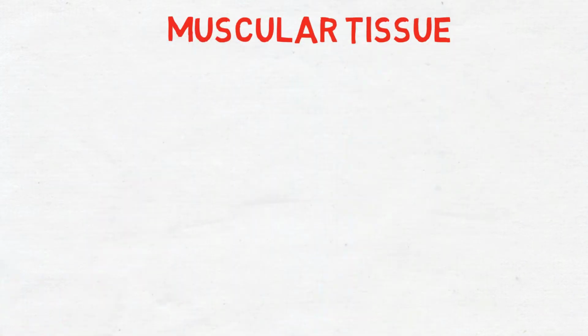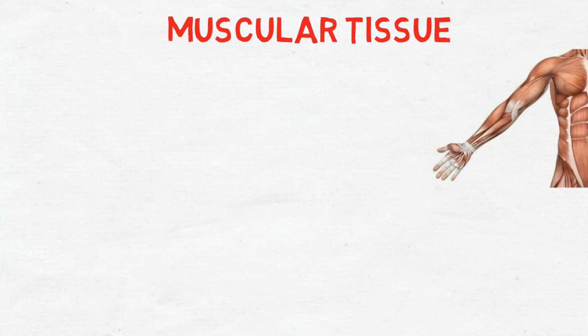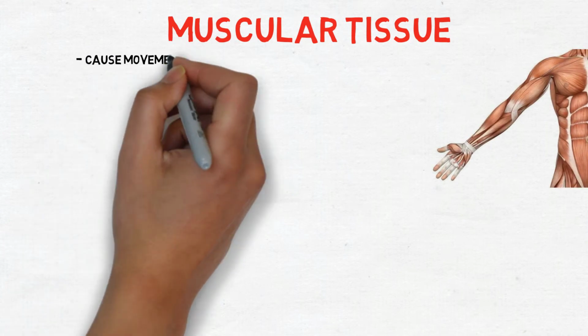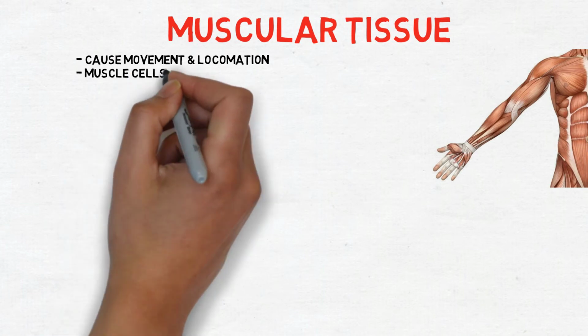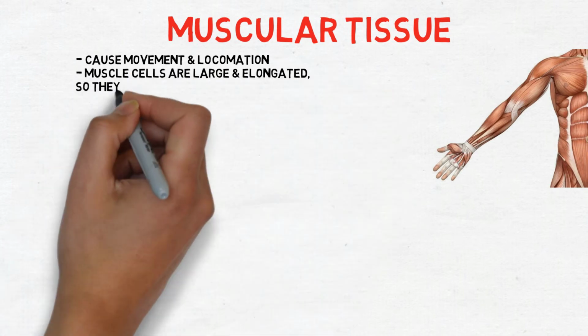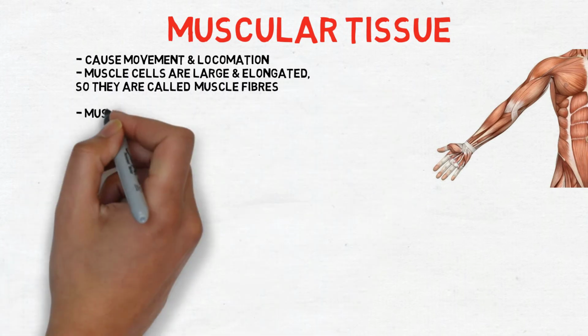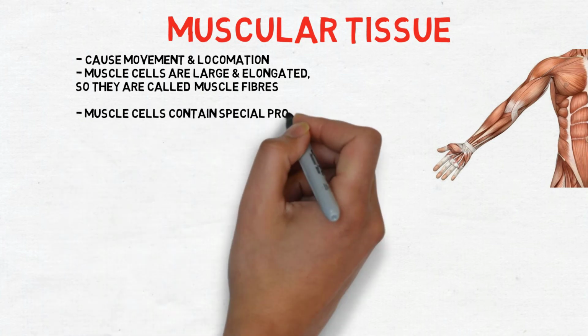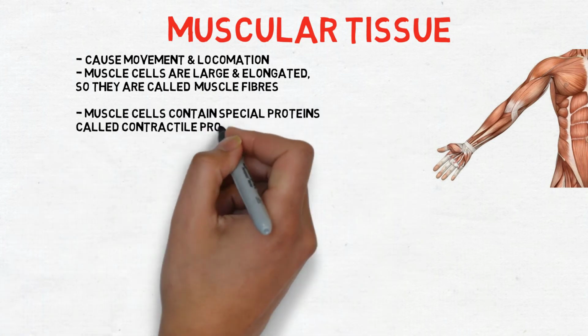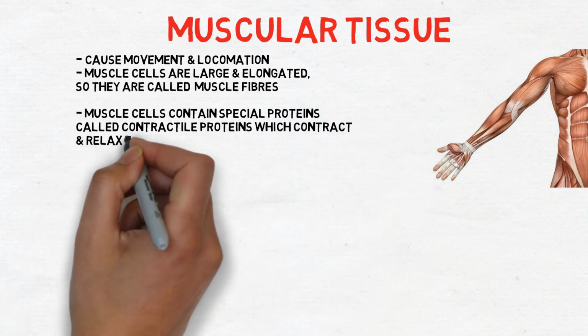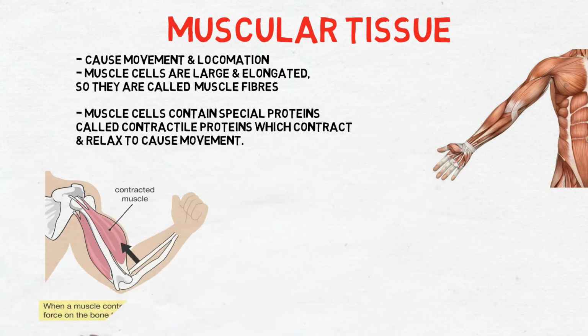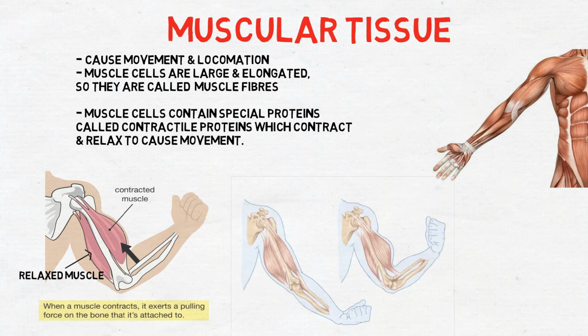Third type of animal tissue is the muscular tissue. Muscular tissues are the tissues of the muscle which cause movement in the body. The muscle cells are large and elongated, so they are called muscle fibers. Muscle cells contain special proteins called contractile proteins which contract and relax to cause movement. Muscles do not increase in size but can contract to half or a third of their original size and can come back to their original form after relaxation.